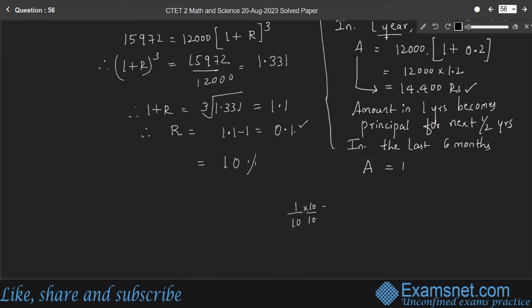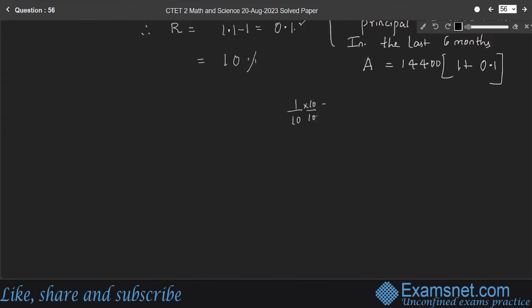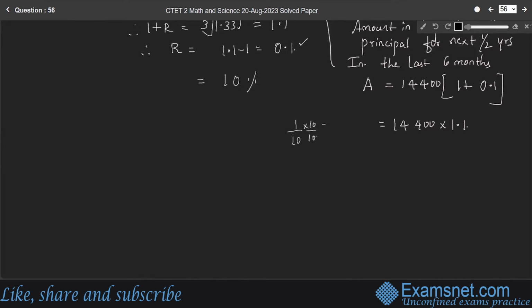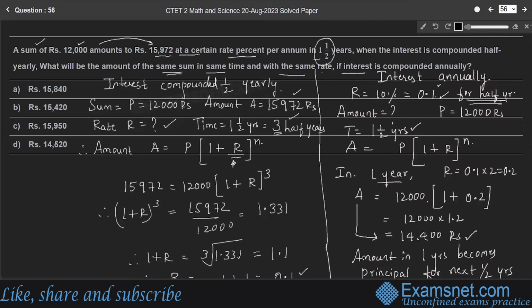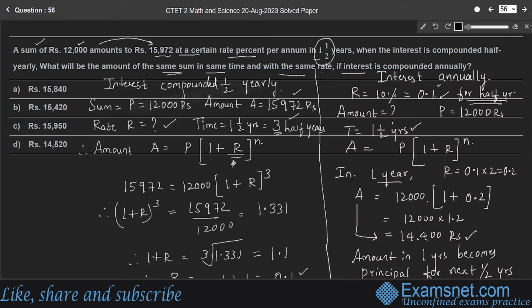amount is equal to, again, the same formula, principal. Here, principal is 14,400 into 1 plus rate. So the rate becomes only 0.1, because the rate is 0.1 for half a year. Therefore, 14,400 into 1.1 gives you 15,840 rupees as the amount calculated at last. So at the end of 1.5 years, you will get 15,840 rupees. Therefore, option A is the right answer.